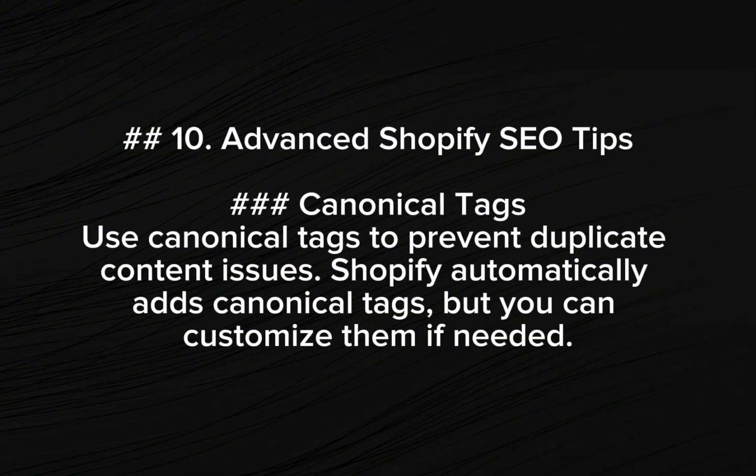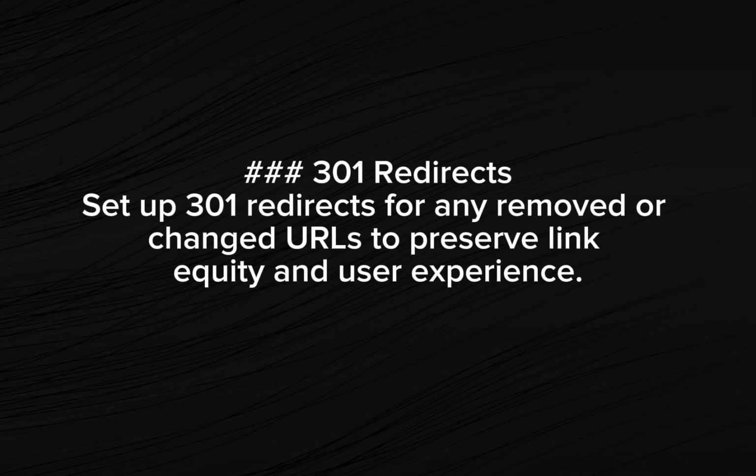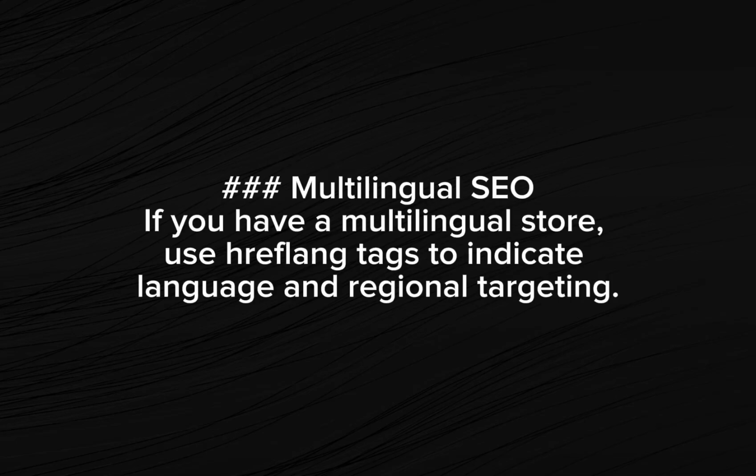10. Advanced Shopify SEO tips. Canonical tags. Use canonical tags to prevent duplicate content issues. Shopify automatically adds canonical tags, but you can customize them if needed. 301 redirects. Set up 301 redirects for any removed or changed URLs to preserve link equity and user experience. Multilingual SEO. If you have a multilingual store, use hreflang tags to indicate language and regional targeting.